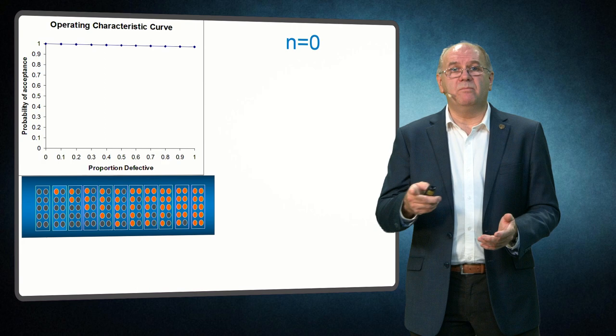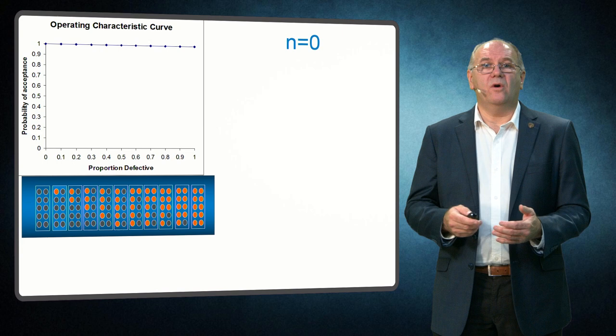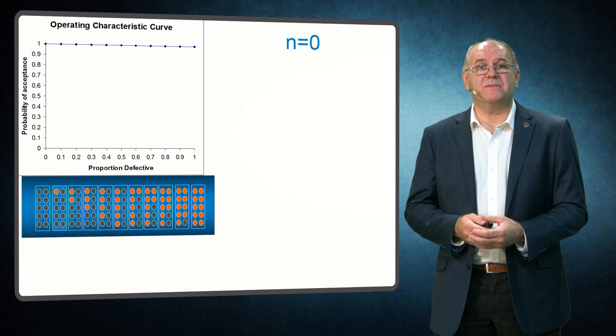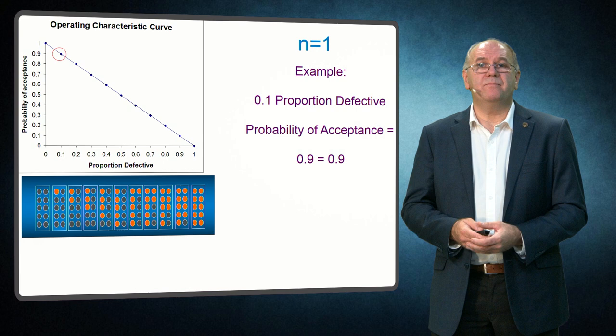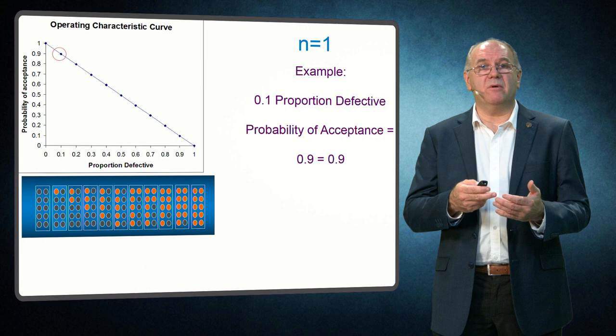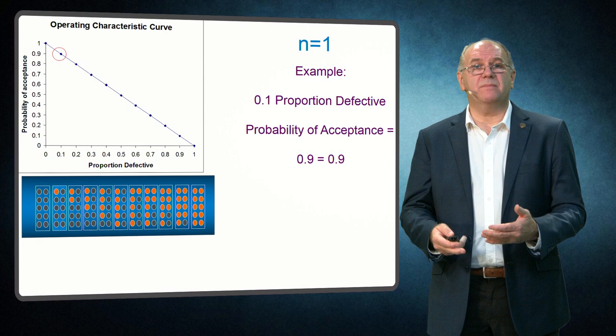The diagram along the bottom represents 10 lots of foods with a different proportion of defects shown as the red dots, from none out of 10 on the left-hand side, all the way to all of them being defective, or 10 out of 10 red dots on the right. In this first example, if we take no samples, then the probability of accepting a defective lot is 1, or 100%. If we take one sample, then the probability of accepting the lot is exactly proportional to the proportion that is defective. So if there's 1 out of 10 defective, or 0.1 proportion defective, then the probability of accepting that lot is 0.9, or 90%. As the proportion increases to 0.2, then the probability is 0.8, or 80%, 0.3, 70%, and so on and so forth.